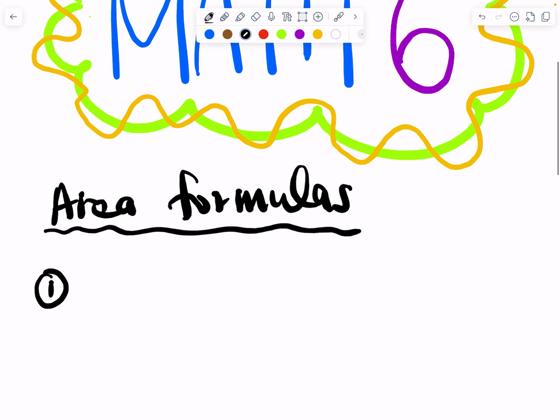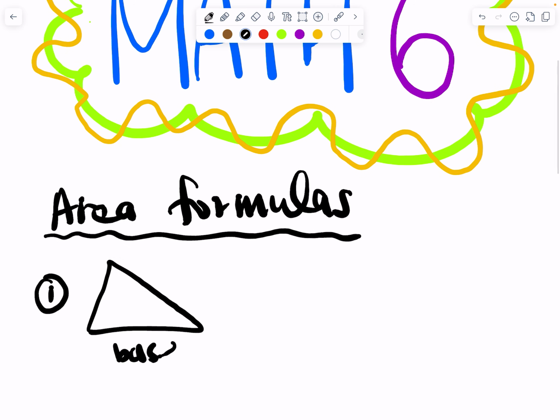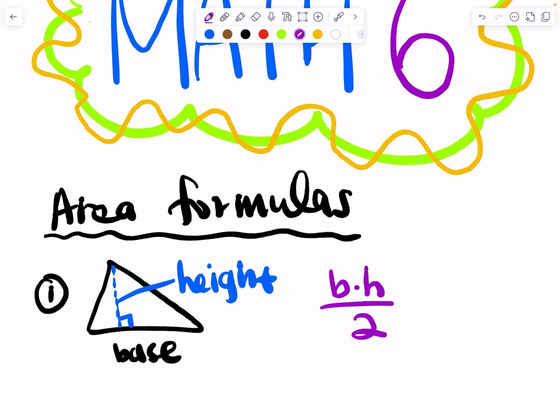Number 1. Who's the mother of all polygons? Isn't it a triangle? Okay, so there must be dimensions that we need to consider in constructing the formula for its area, which are the base and height of the triangle, which is often located inside the triangle. In this case, area of the triangle is base times height divided by 2.